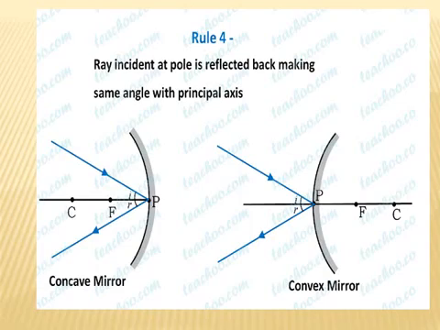The ray which is below the principal axis is the reflected ray. Thus it makes two angles with the principal axis. The angle above the principal axis is the angle of incidence, and the angle below the principal axis is the angle of reflection. So if an oblique ray passes through the pole of the mirror, it is reflected back in such a way that the angle of incidence is equal to the angle of reflection.